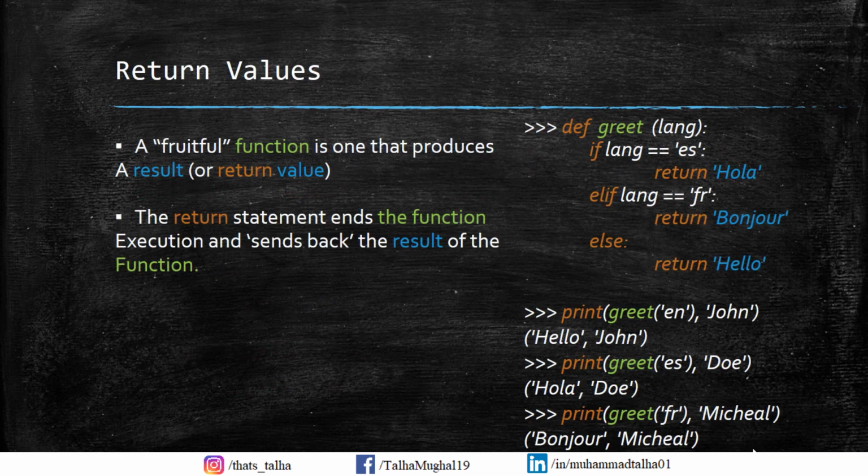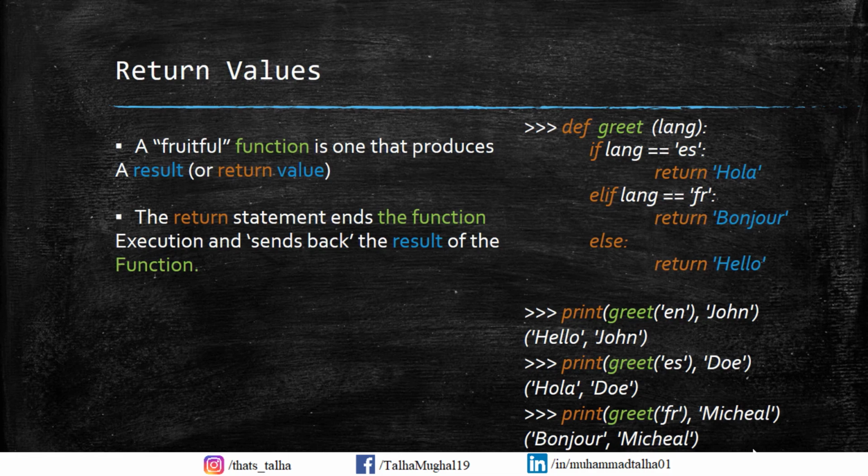We can classify our functions into two different categories based on the return values. The first category is a fruitful function. A fruitful function is the one that produces a result or returns some value after executing the function. Whenever you write a return keyword at the end of your function, that return statement stops the function execution and then sends back the result of that function.